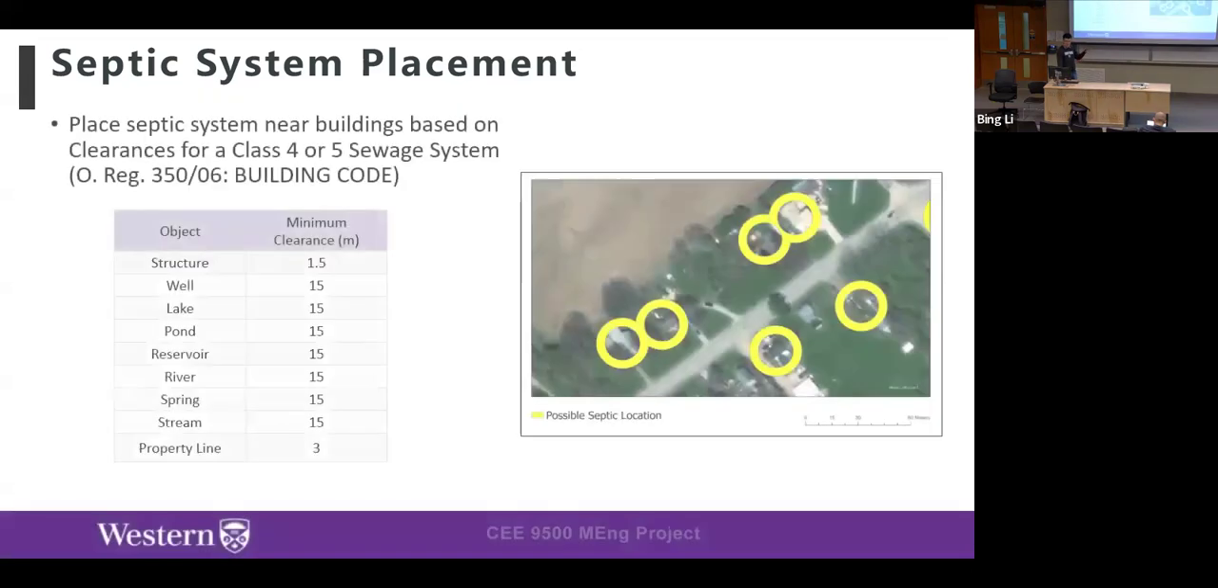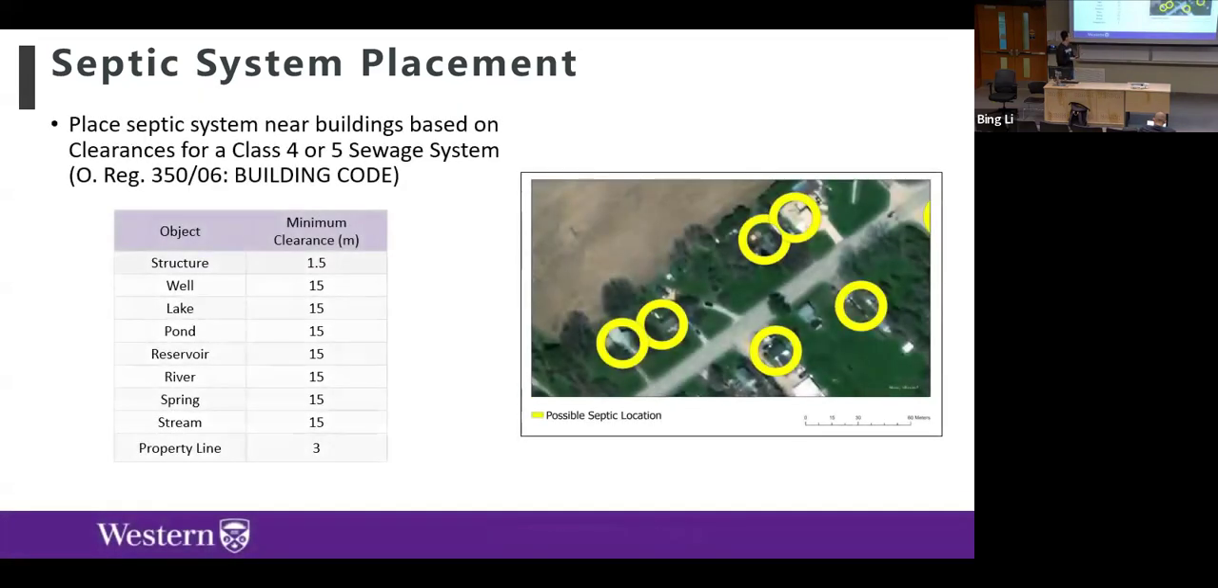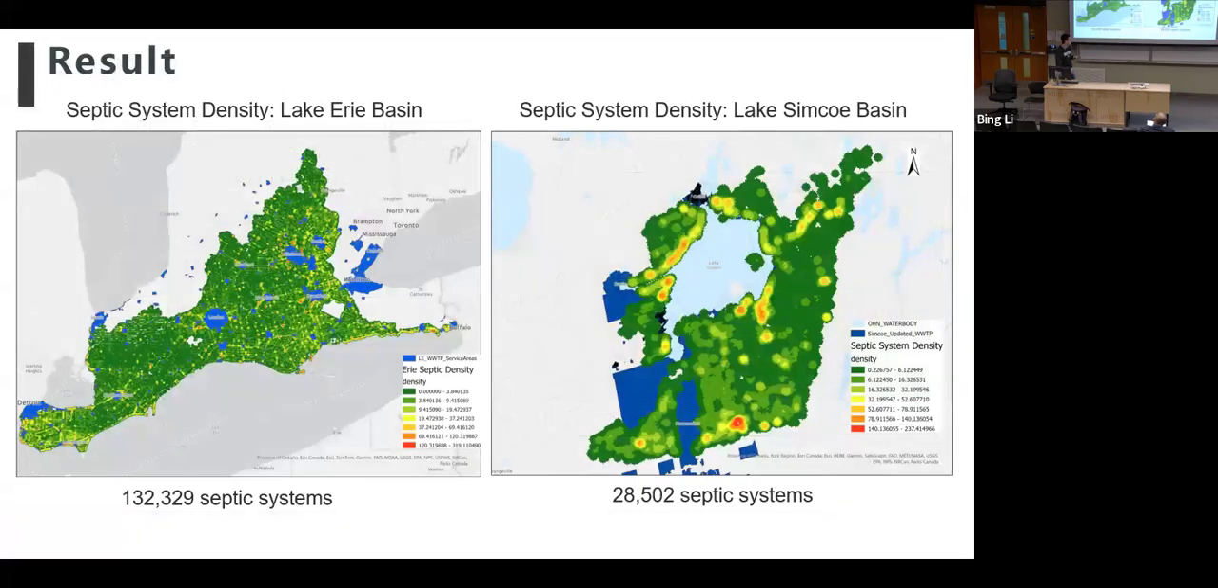So after we got the locations of buildings, how can we apply this to the septic system? We can refer to the clearance distance for the class 4 and class 5 sewage system from the Ontario Building Code. Here is the clearance distance we follow, and we draw a ring shape near each building, and we place a septic system at the centroid within this ring shape. So finally, we have this result.